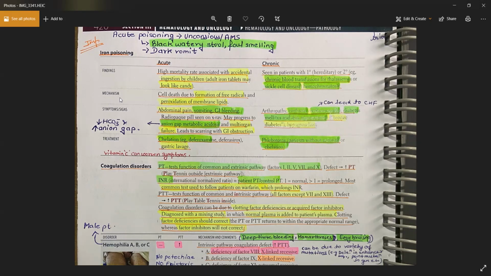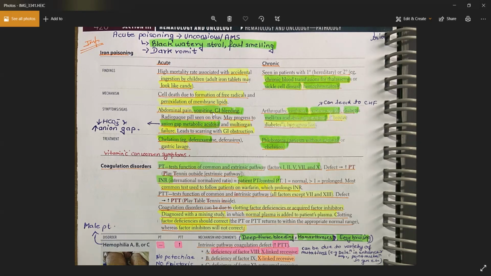And the mechanism is, as you guys already know, the free radical damage and the peroxidation of the membrane lipids, right? Symptoms include abdominal pain, vomiting, GI bleeding. You will get GI bleeding, and because of that, you will get coffee ground emesis. If you remember, the blood will mix with the vomit and give it a brownish appearance. So abdominal pain, bloody vomiting, GI bleeding, which means bloody stools will be there, right?